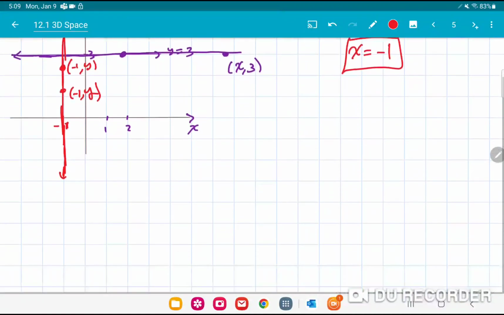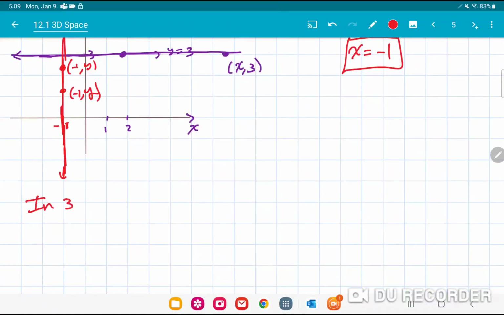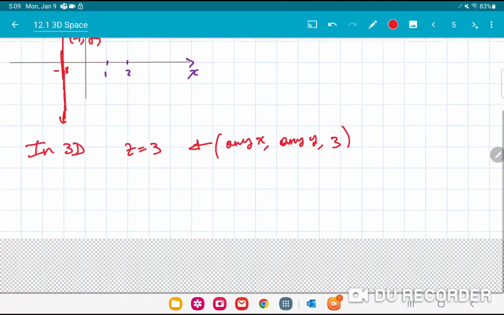Now, similarly, in 3D, if you want to draw the graph of z equals 3, what does that mean? This means that any x, any y, and 3 on the z component. So let's see if we can draw that.